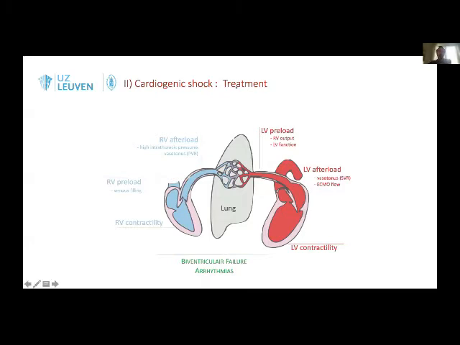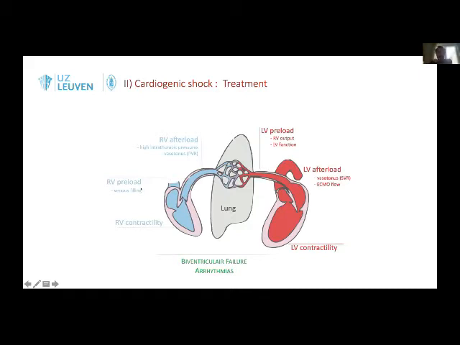So if we dive into the treatment of those patients, and I won't discuss this too much because it will be thoroughly discussed by the next speakers, I always have this scheme in mind. So we have the lungs, the right side of the heart, the left side, and both heart parts have the preload and the afterload, left, right.